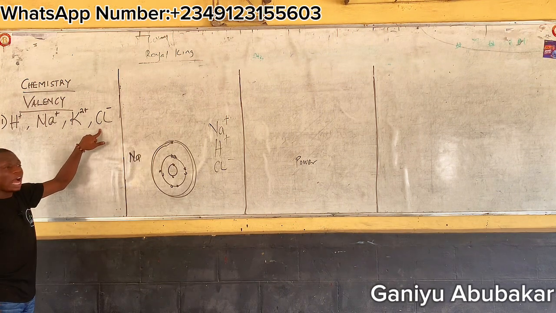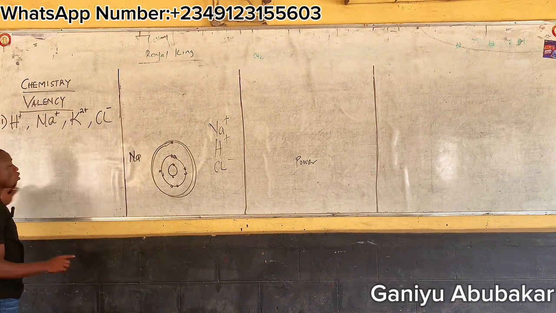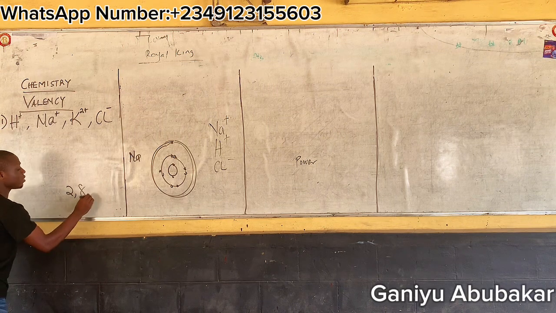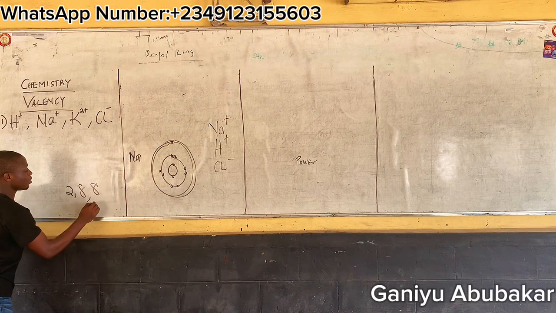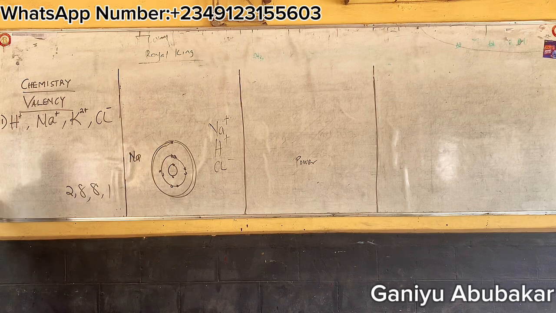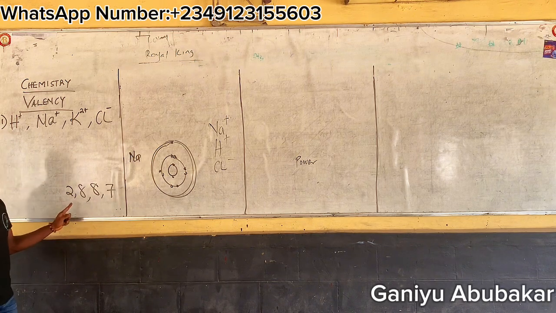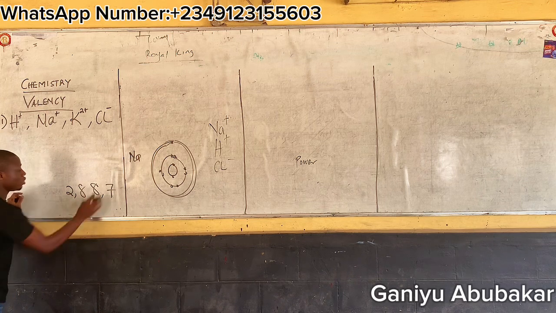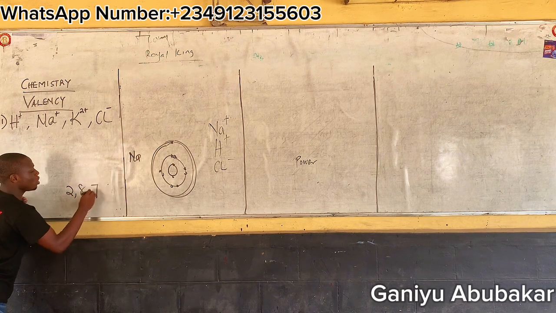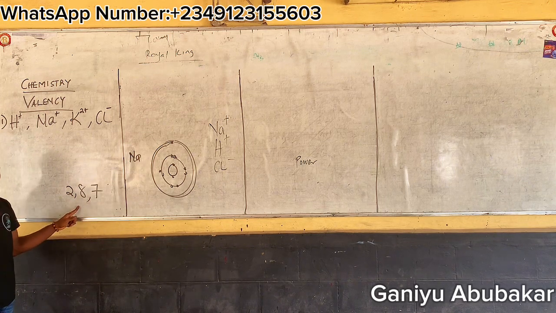17, right? How many electrons outside there? You know, we said the combination is what? 2, 8, 7, right? For chlorine, 7. 2, 8, 7 is chlorine, as we did earlier.